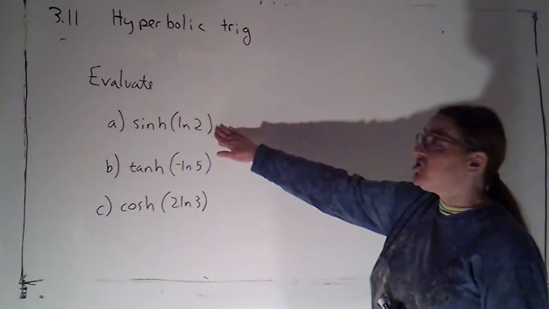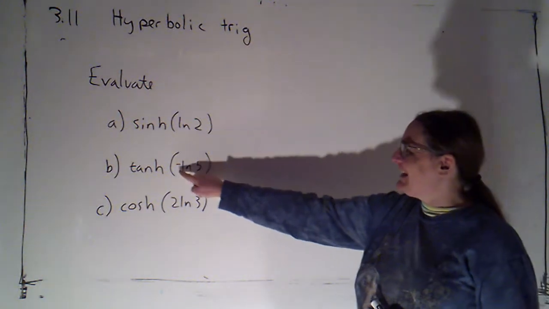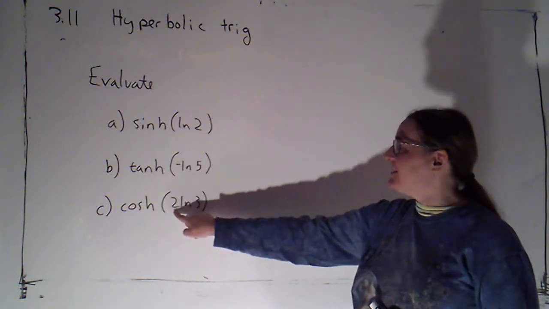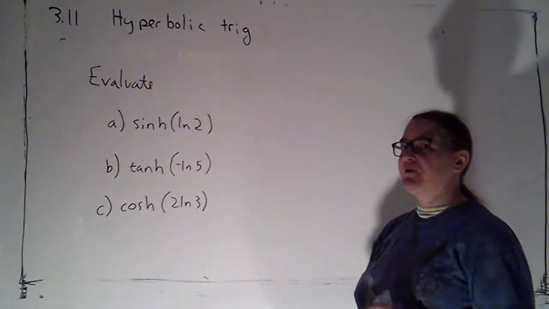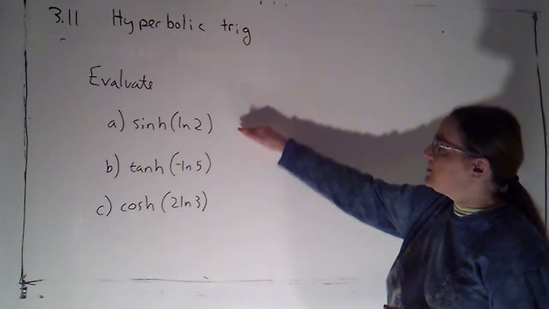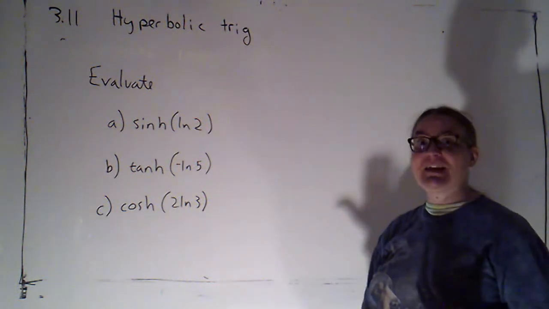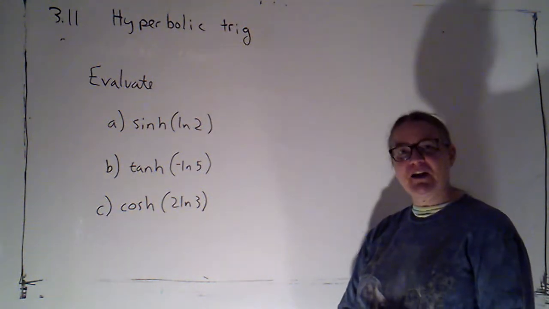So this first one, it's just a log. For the second, you've got a multiple of a log. Here it's -1 times the log, here it's 2 times the log. So see if you can remember how that works when you plug things into an exponential function. But basically what you're going to want to do is write these out in terms of the exponential function and then simplify. Go ahead and pause the video and give that a try.